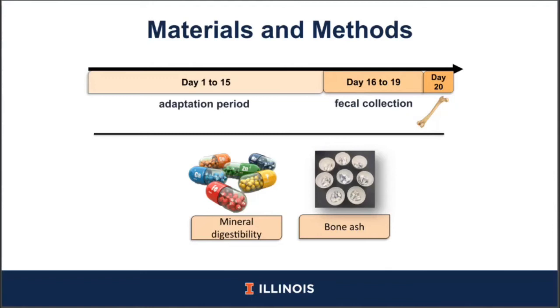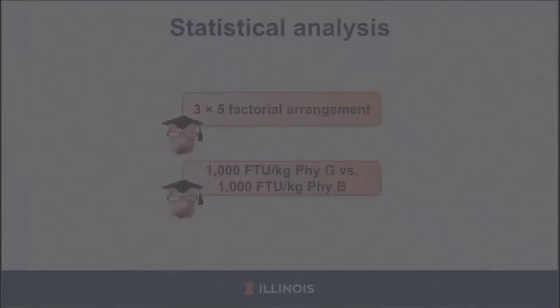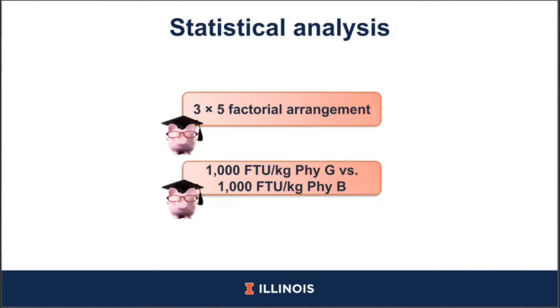Diets and fecal samples were analyzed for minerals to allow us to calculate mineral digestibility, whereas femurs were defatted, dried, and then ashed at 600 degrees Celsius for 16 hours. Data were analyzed in a 3 by 5 factorial arrangement with the pig as the experimental unit.